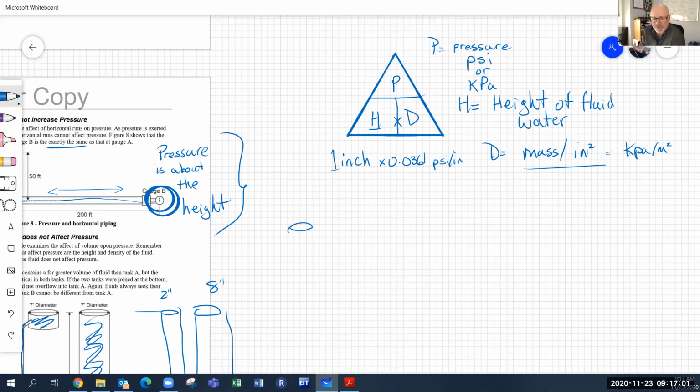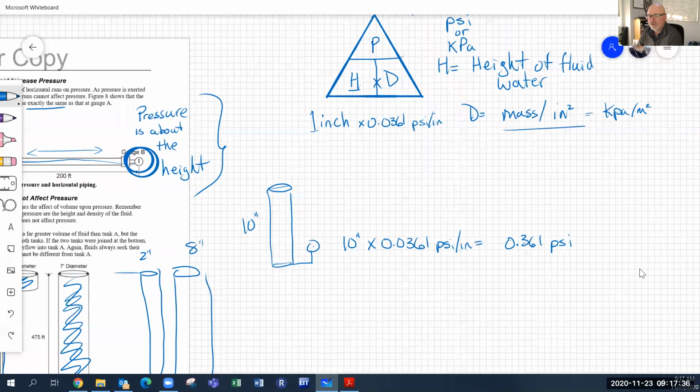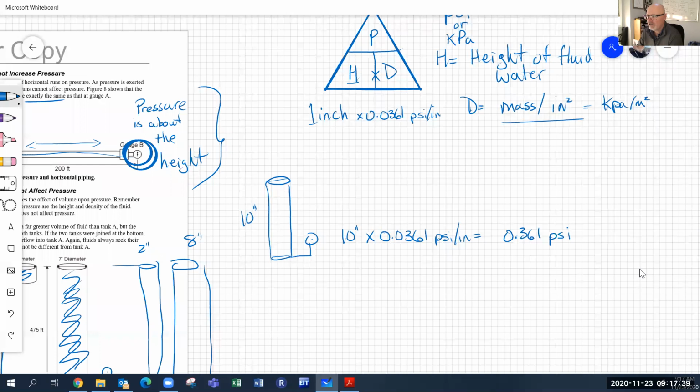So for example, if I had a pipe that was 10 inches in height and it was full of water, what would my pressure gauge read? I simply take 10 inches and multiply it by 0.0361 psi per inch, and my pressure would be 0.361 psi. Not too bad, eh? Pretty easy so far.